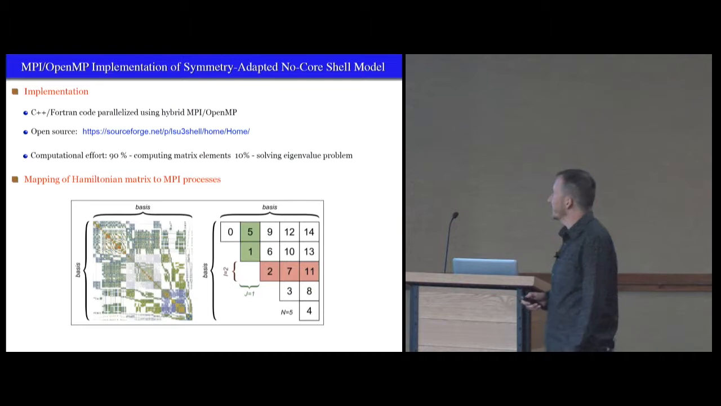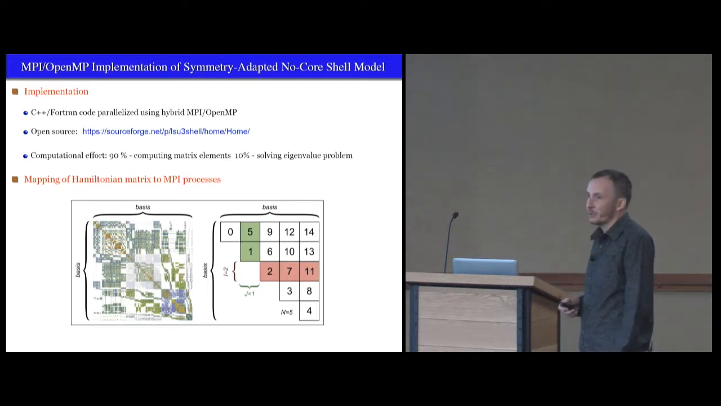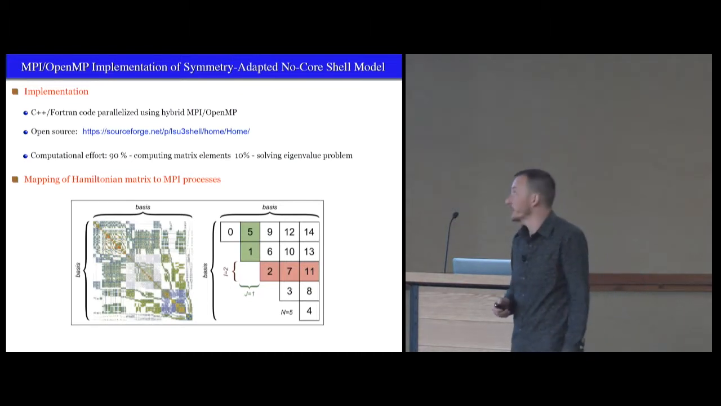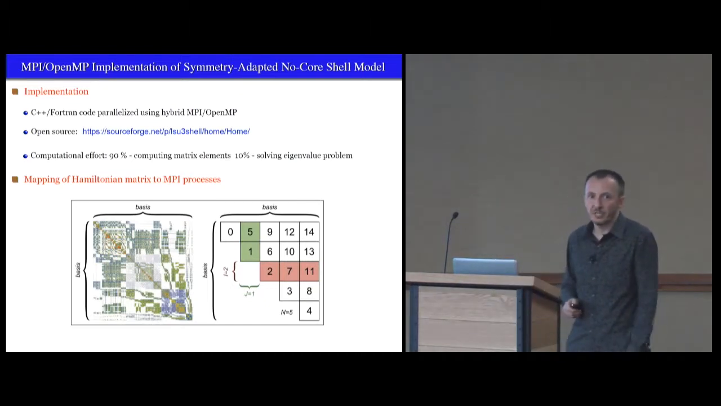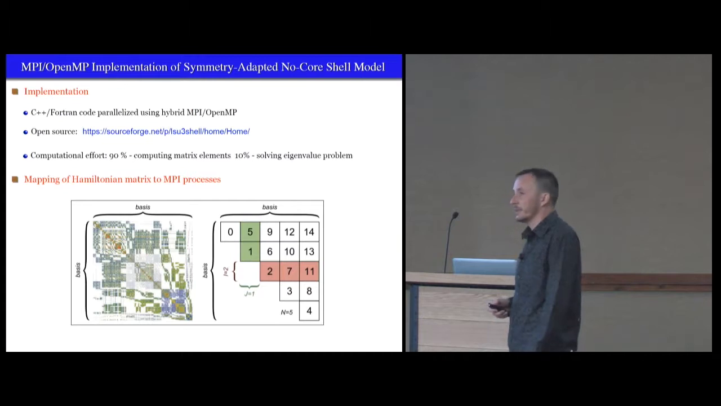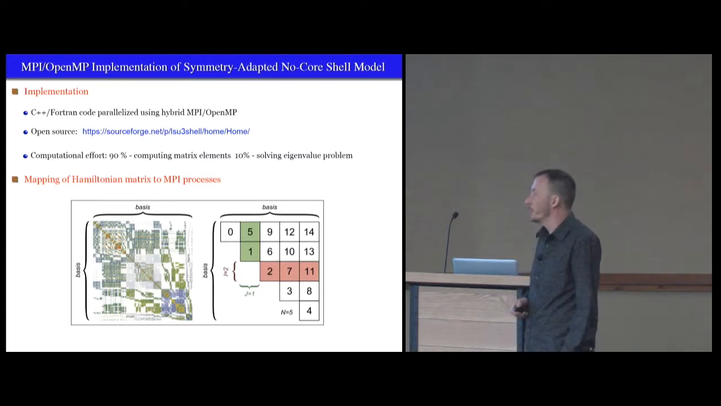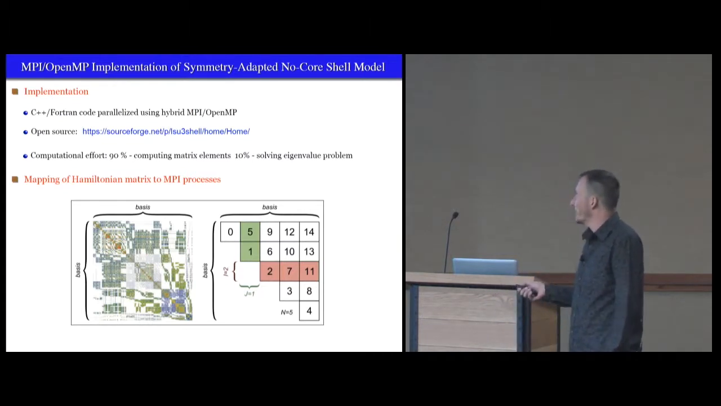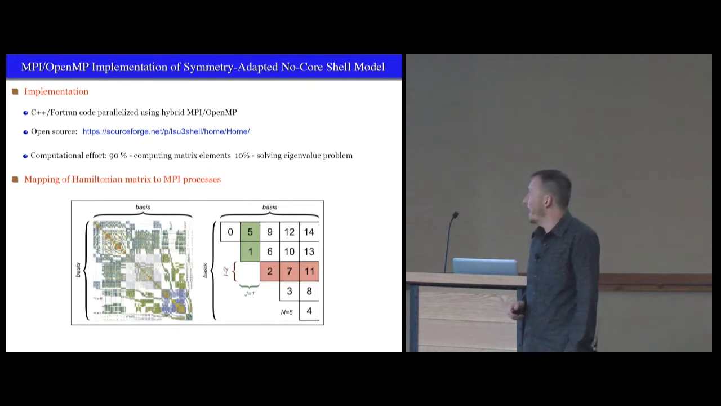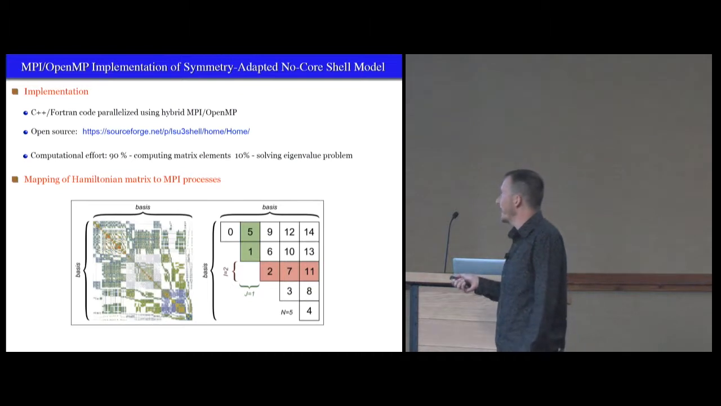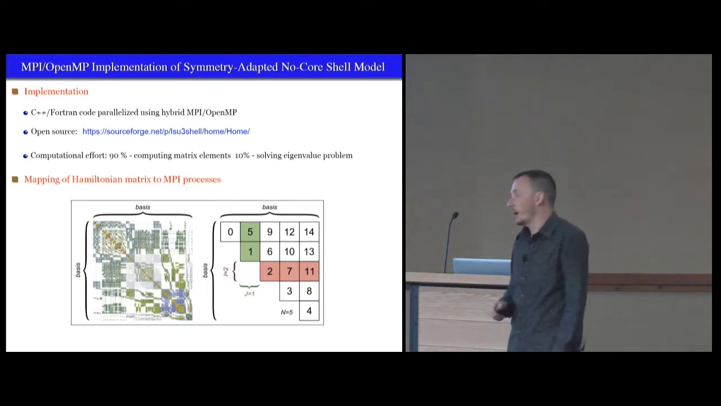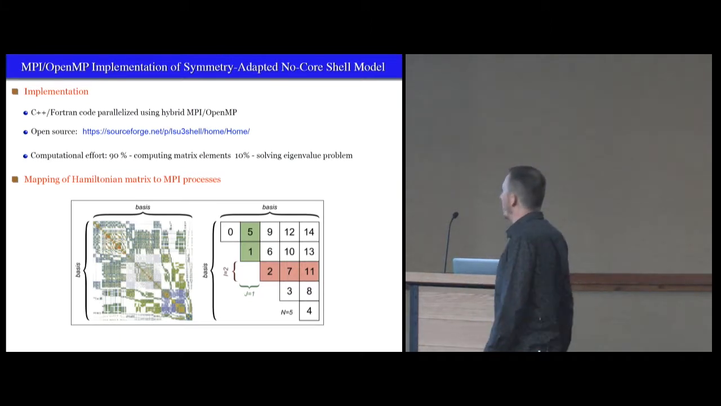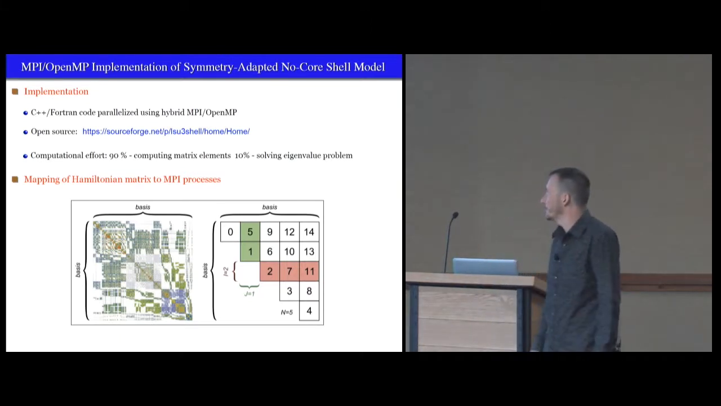And I would like to say some words about the codes that we are using. We implemented everything from scratch. The code is actually a mixture of C++ and Fortran subroutines. It's parallelized with an MPI/OpenMP approach. All our codes are publicly available. And what is interesting is that computational effort is absolutely dominated by construction of the Hamiltonian matrix. Only around 10% of the time is spent on solving the eigenvalue problem.